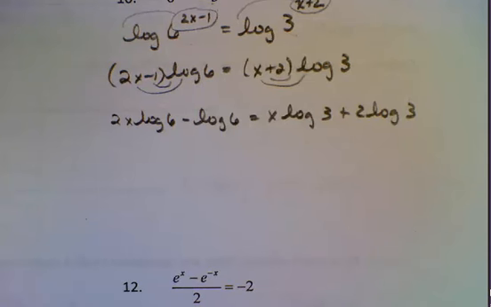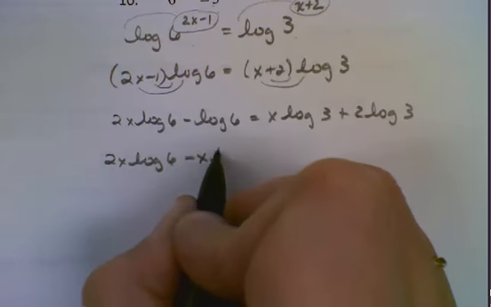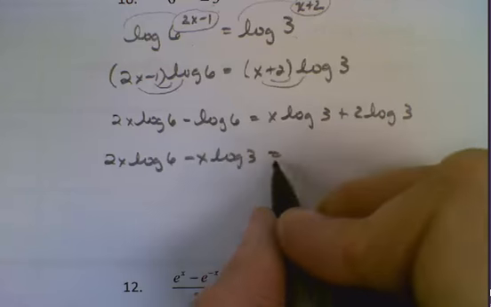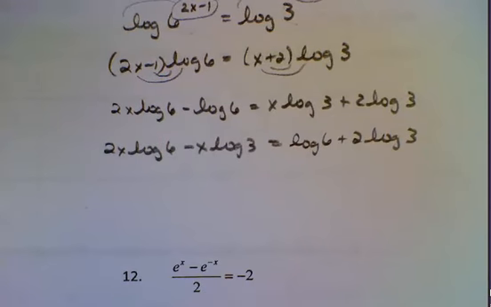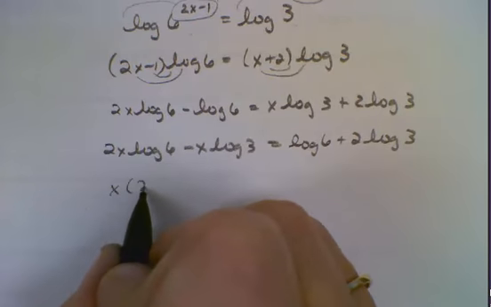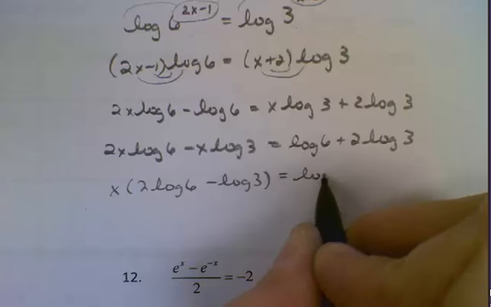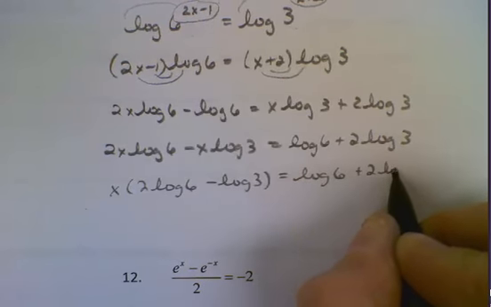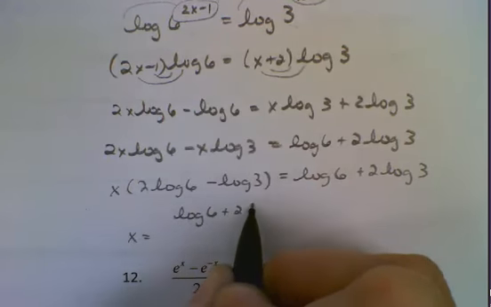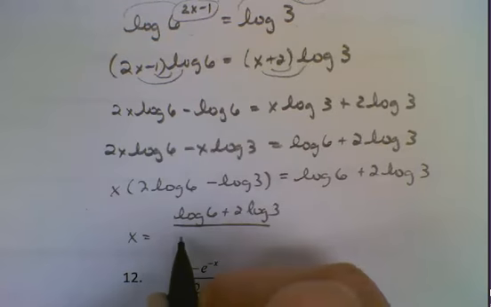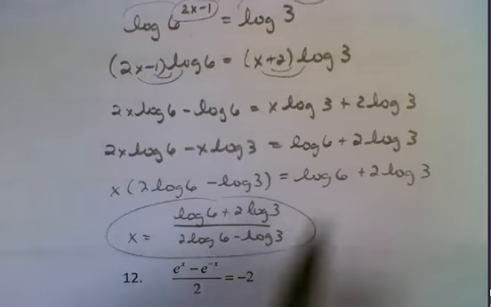And I'm going to do just what I did in number 9. I'm going to get the x terms on one side, so I'm going to subtract x log 3 on both sides. I'm going to add the log of 6 to both sides. And again, the reason I did that is now I can factor out an x. So I get (2 log 6 - log 3) times that x. And then I can divide. So x is going to equal (log 6 + 2 log 3) over (2 log 6 - log 3). And again, that is a totally acceptable answer.